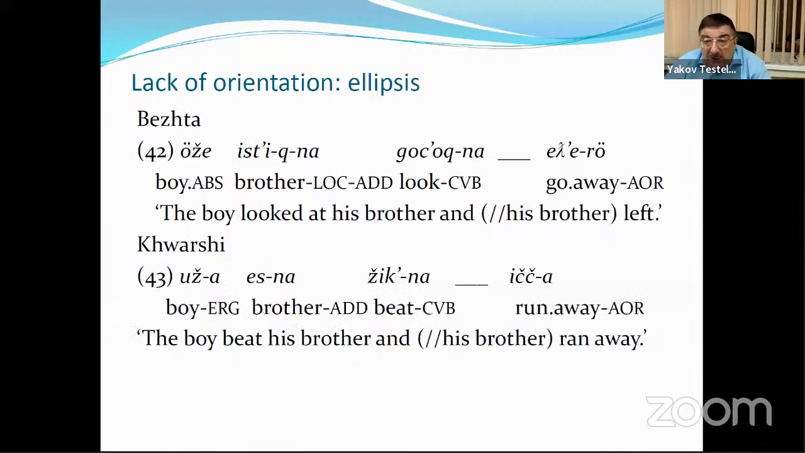Lack of orientation with ellipses was also noted by Kibrik. In fact, the Beshta example is Kibrik's. 42, Erzhe istik na gocok na etlero. The boy looked at his brother and left, which may also mean the boy looked at his brother and his brother left. Same in Kvarshi, 43. Uzha es nazhik na itcha. The boy beat his brother and ran away, which may also mean the boy beat his brother and his brother ran away.